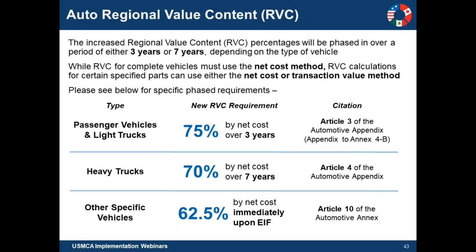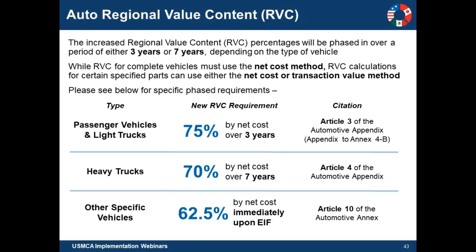And for heavy trucks, the increased percentages will be phased in over a period of 7 years. And the specific requirements for these vehicles, including the annual staging schedule, are set out in Article 4 of the Automotive Appendix. And when these staged increases are fully implemented, the required RVC percentages will be 75% for passenger vehicles and light trucks and 70% for heavy trucks. And the percentages for parts of these vehicles will be in that same general range.